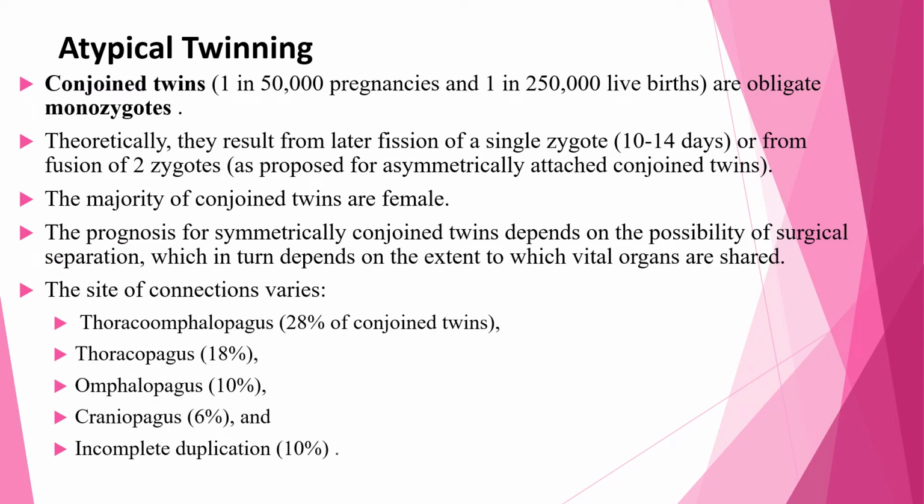The site of connection varies, and most of the time it is thoracomphalopagus around 28%, thoracopagus around 18%, omphalopagus around 10%, craniopagus around 6%, and incomplete duplication. Thoracomphalopagus means attachment at the thorax and at the abdomen, whereas thoracopagus is at the thorax, omphalopagus is at the abdomen, and craniopagus is at the head.